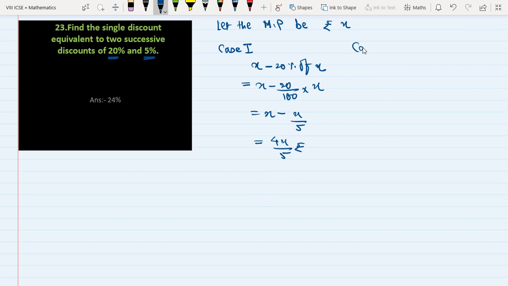And case 2. Case 2 is, we will take this 4x by 5 and we will further reduce it by 5%. 4x by 5 minus 5% of 4x by 5. Why we are doing this? Because we are applying successive discount. Successive means one after another.